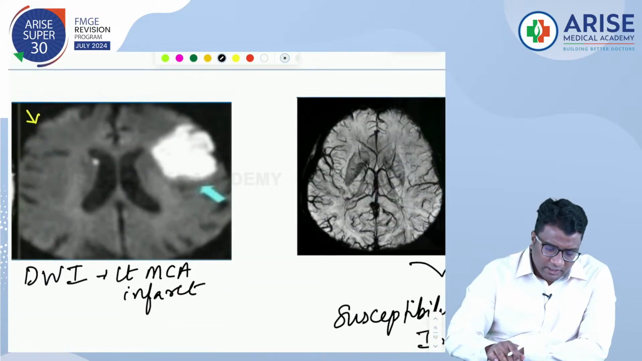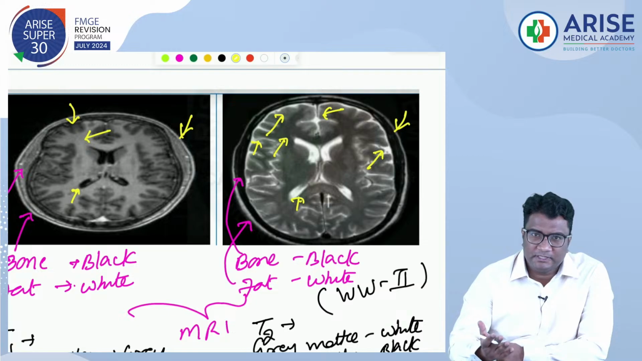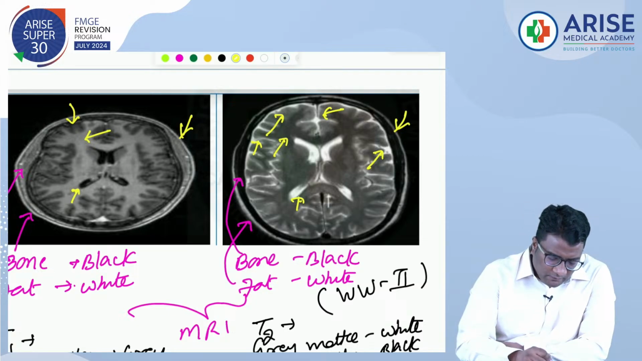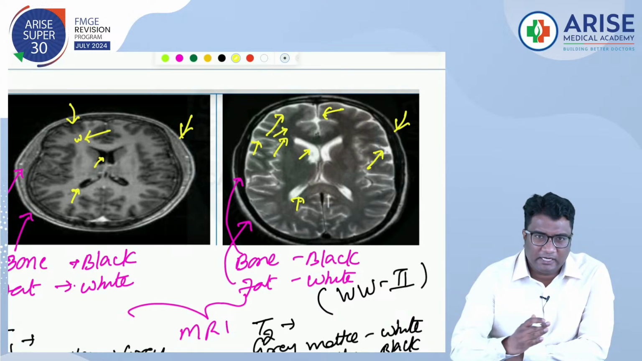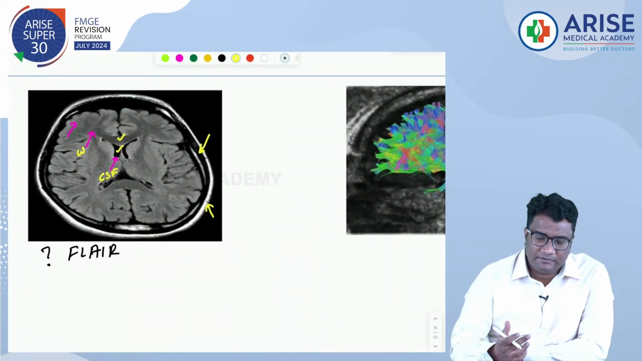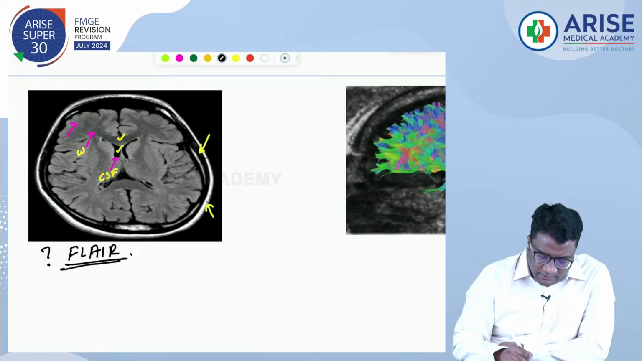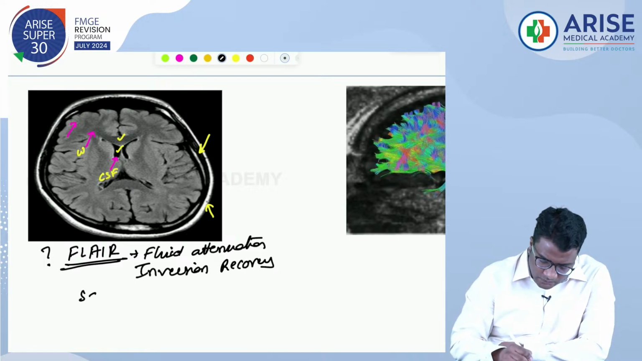If I show you T1 and T2, the white matter and the CSF are opposite signal. In T1, the white matter is white and the CSF is dark. But in T2, the white matter is black and the CSF is white. They are never the same color. If your white matter is black and the CSF is also black, this is called FLAIR. What is FLAIR? It is fluid attenuation inversion recovery. It is same as T2. Gray matter is white, white matter is black.